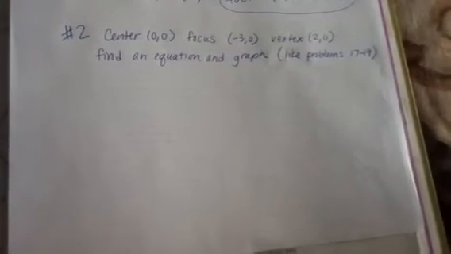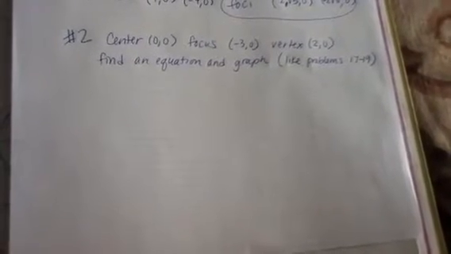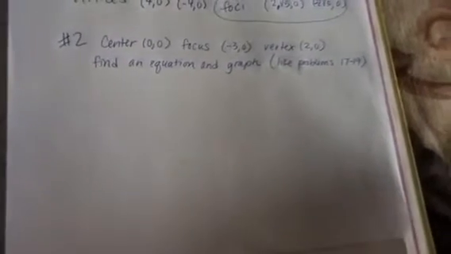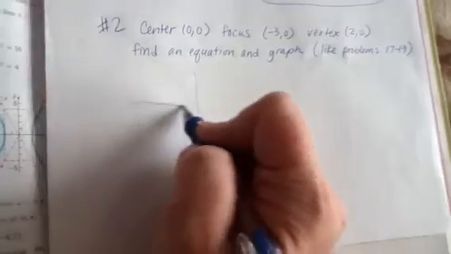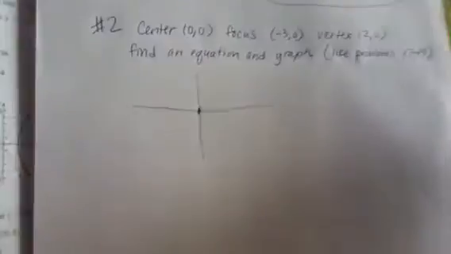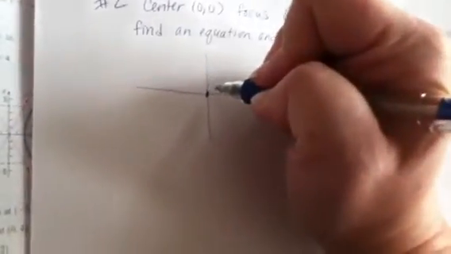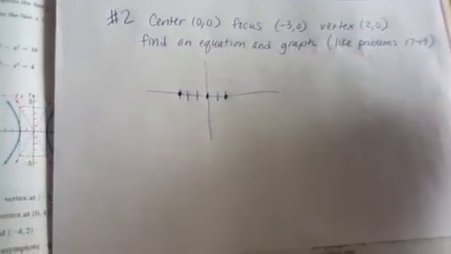So here we go. The center's at 0, 0, focus at -3, 0, and vertex at 2, 0. We want to find an equation and graph it. I'm going to start by actually doing the graph, because I'm very visual and that helps me figure out all the details for the equation. Okay, so center at 0, 0, that's nice. Focus at -3, 0. Vertex at 2, 0.